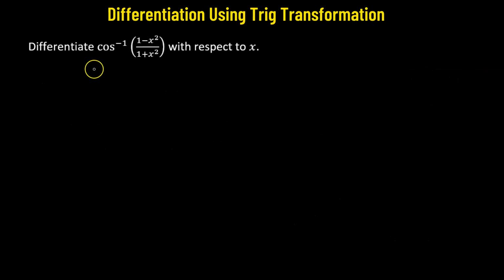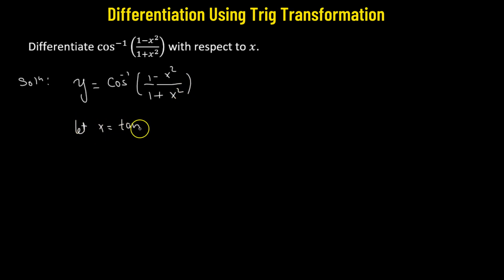We'll have to find the derivative of the inverse cosine of 1 minus x squared divided by 1 plus x squared with respect to x. So we will suppose y to be equal to cosine inverse of 1 minus x squared divided by 1 plus x squared. So here we are going to suppose that x is equal to tangent of theta, such that 1 minus x squared divided by 1 plus x squared becomes equivalent to 1 minus tangent squared theta divided by 1 plus tangent squared theta.